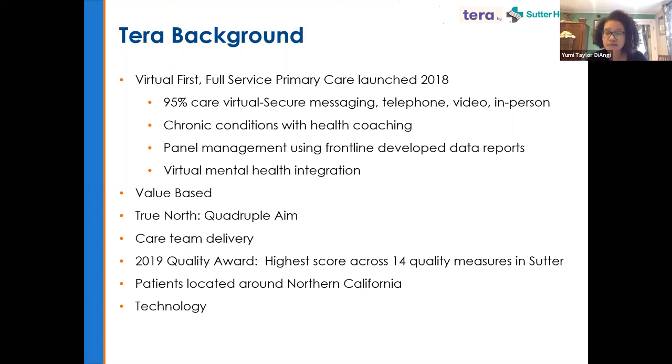And then in terms of our technology, we currently utilize Sutter's Epic, which is their EHR. Integrated with the EHR is Video, the video platform that Epic uses. Patients access that through the patient portal, but that's all integrated currently within Epic. Next slide, please.